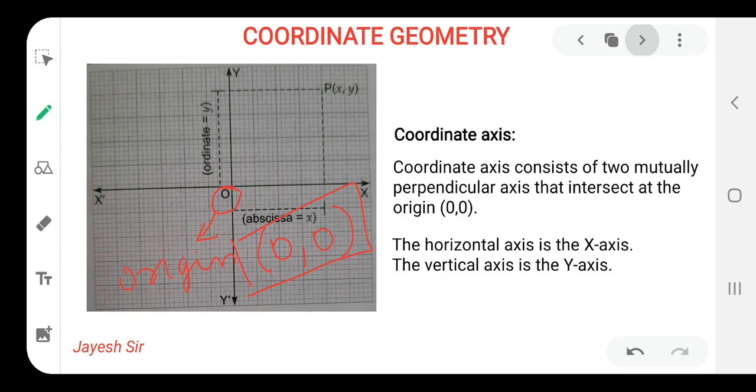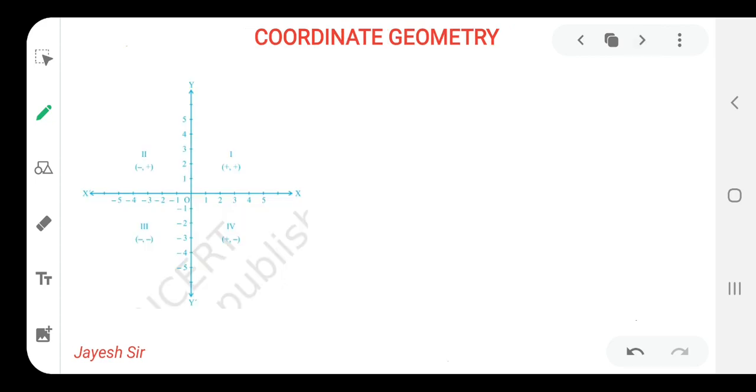Now let us move to the next slide and see what new we are going to learn. The same figure is shared with you, but with a little bit of change. Numbers are written over here. You can see 1, 2, 3, 4, 5 written.